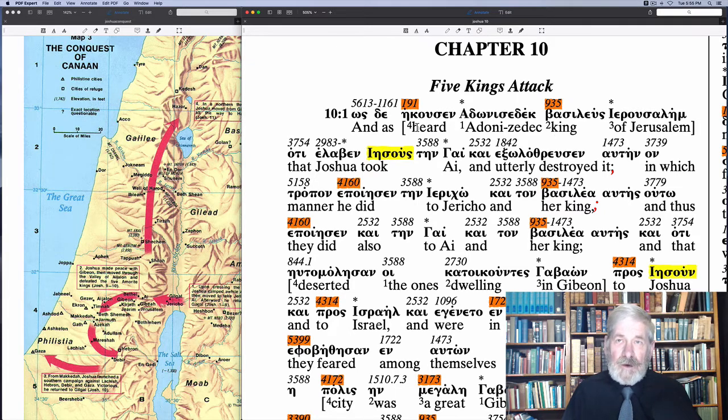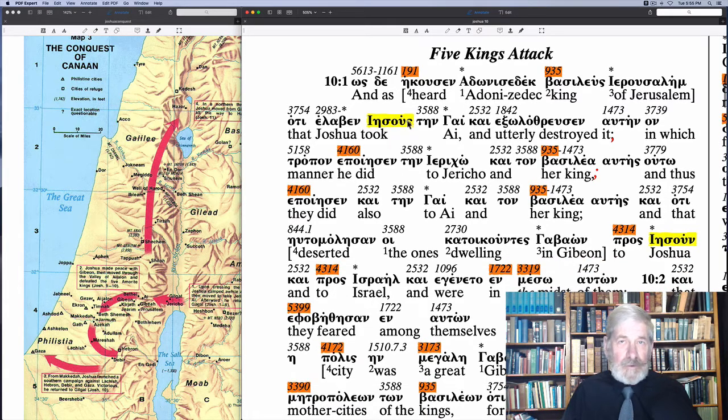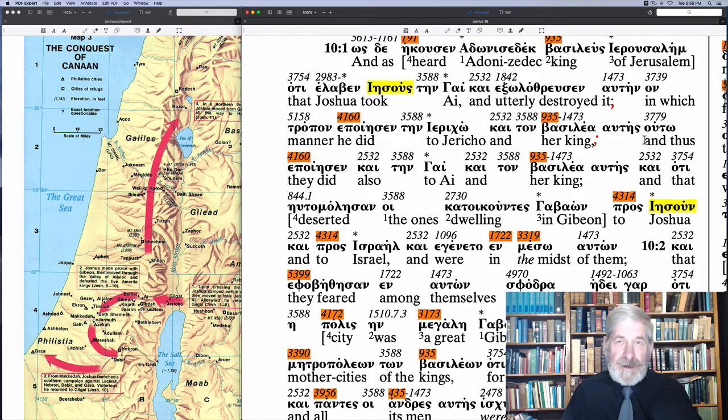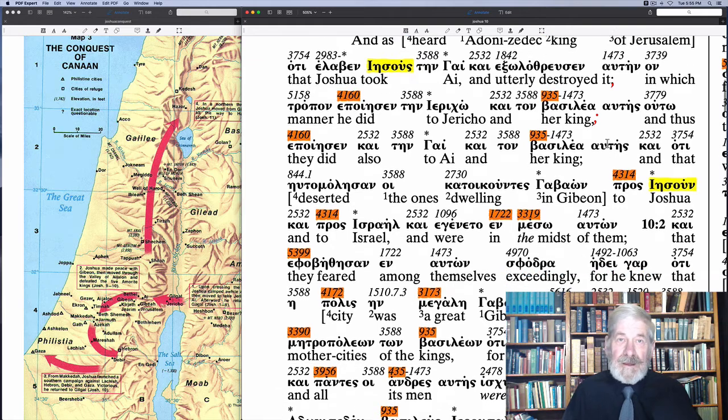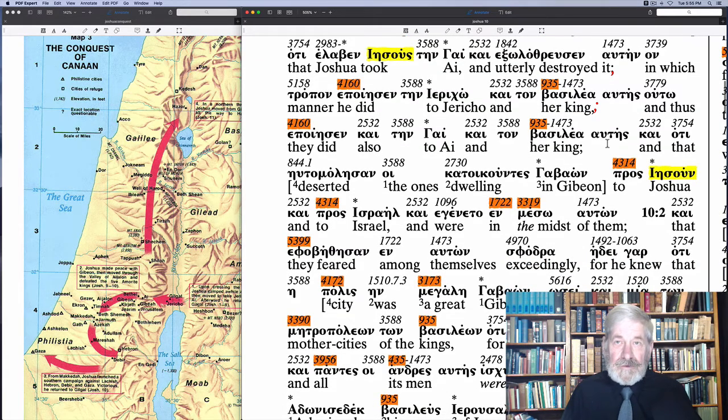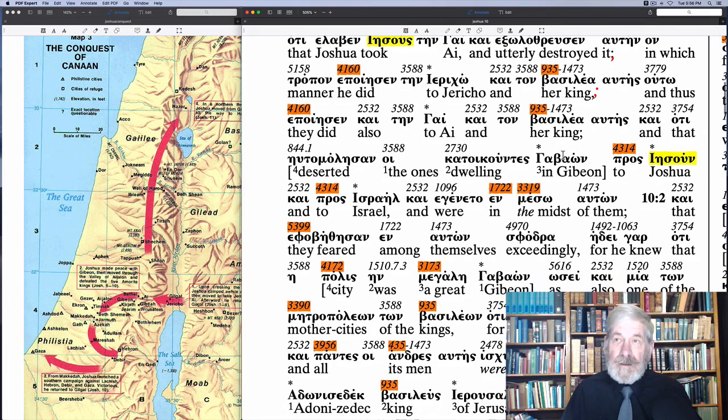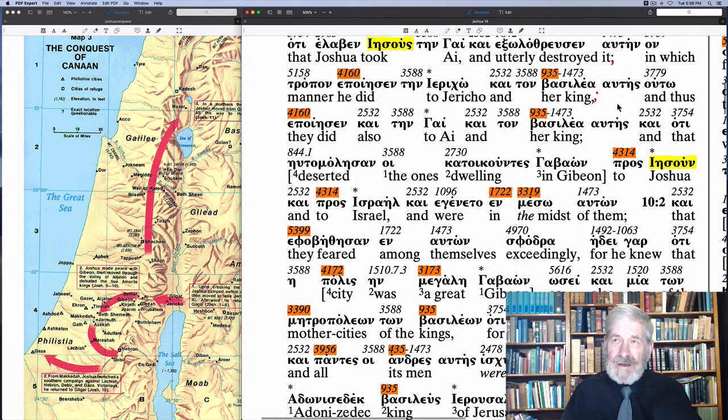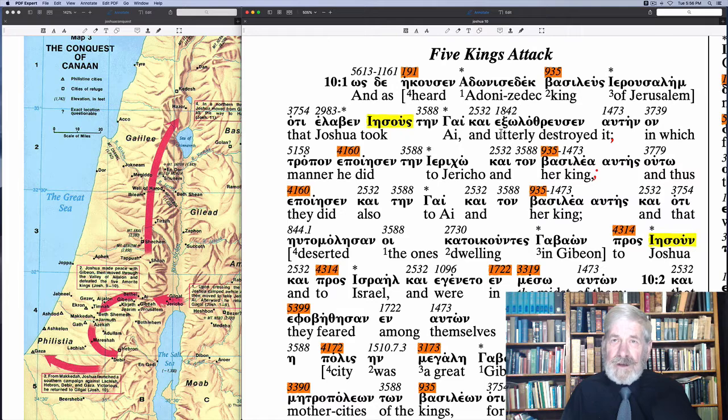And so he heard that Joshua took Ai and utterly destroyed it, in which manner he did to Jericho and her king. And thus they did also to Ai and her king. Now, here it's got autēn, if you see it right here.